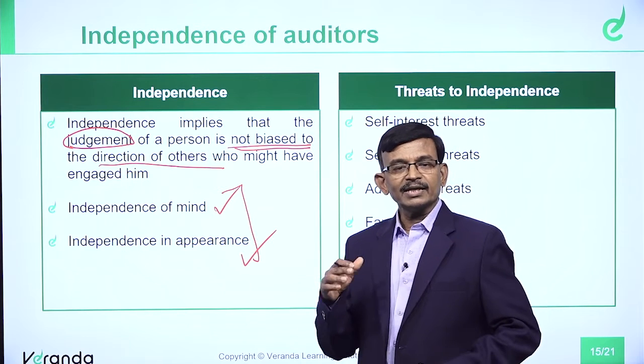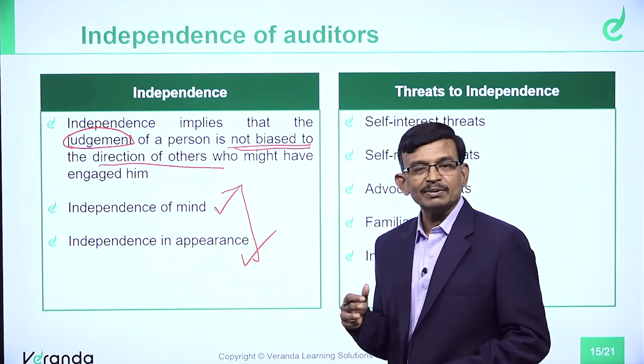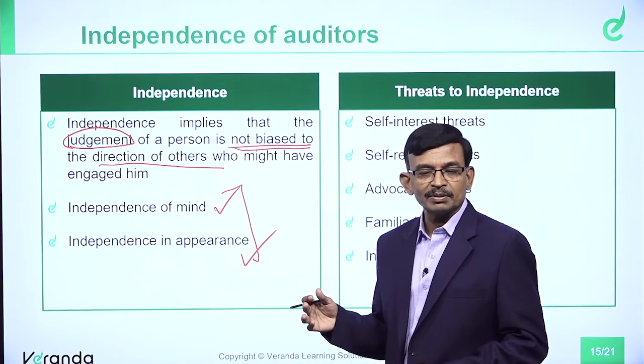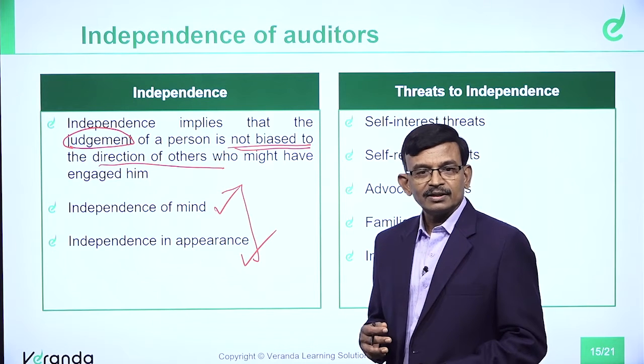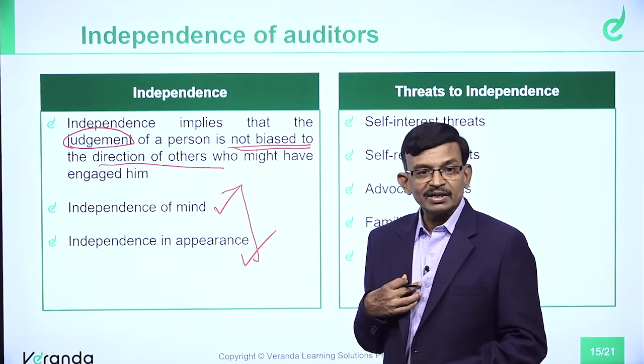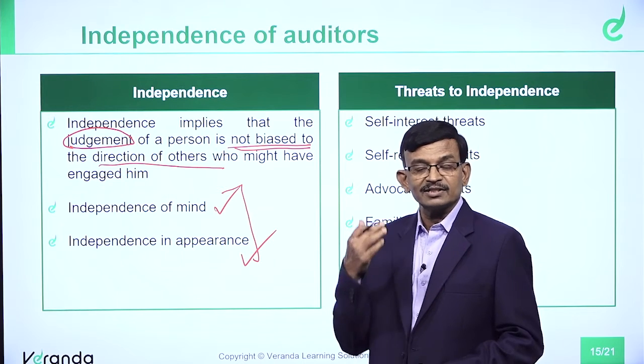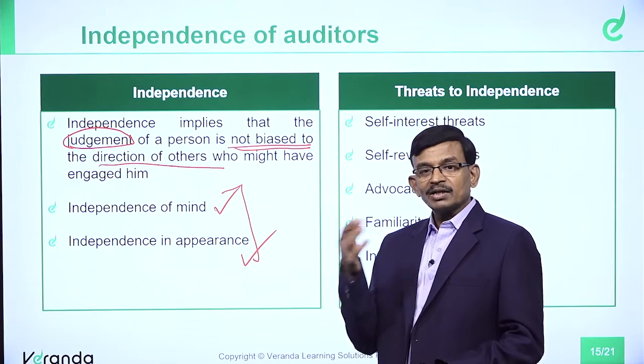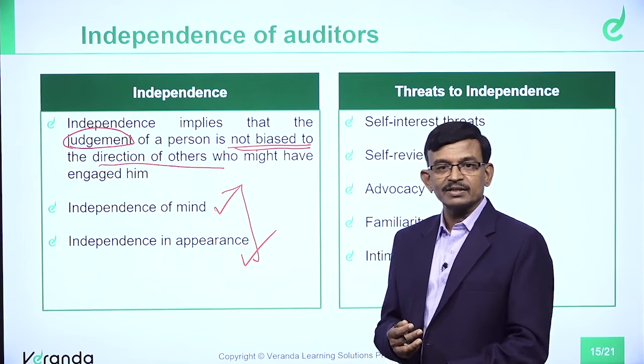I can have my own theory of independence. I say I do not want to do any compromise, but in actual sense I am not doing it. Both in appearance and in mind, in letter and spirit, I should be independent. What are all the possible ways in which independence can be questioned?